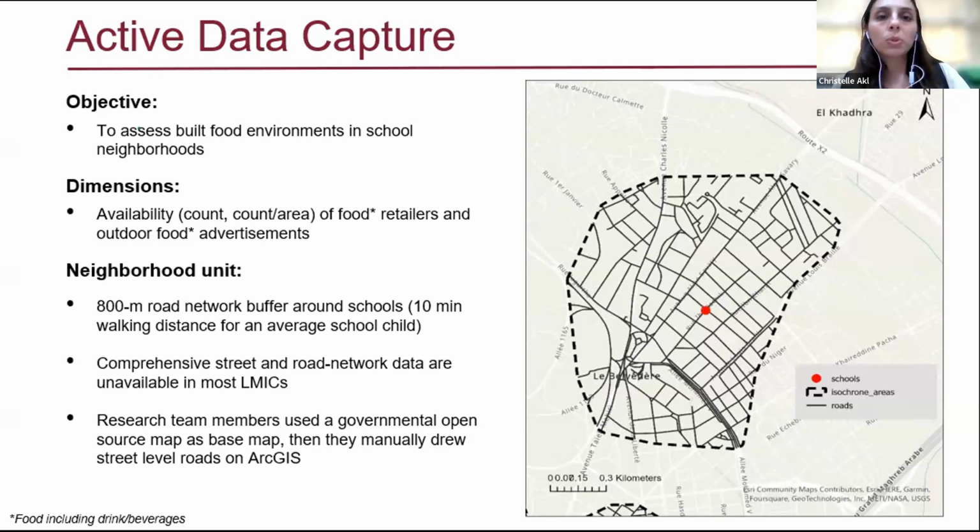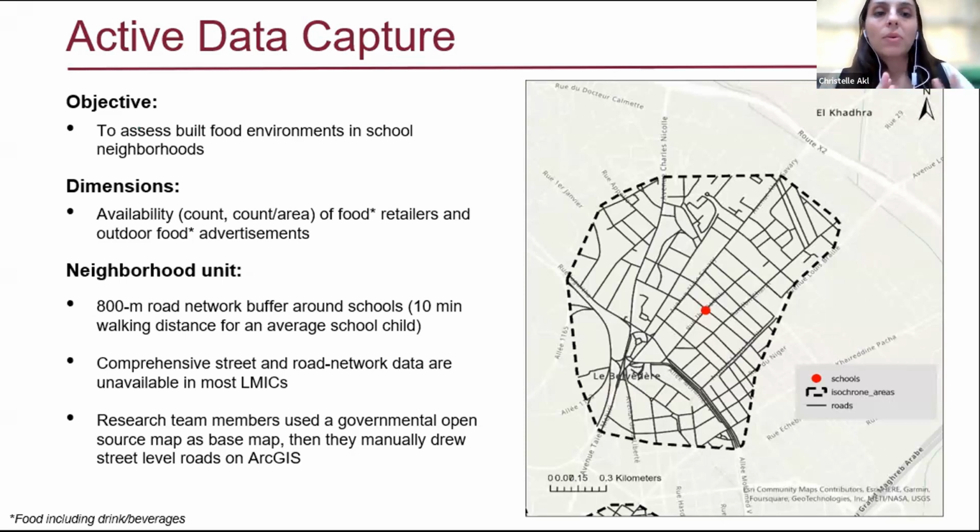Now, for the neighborhood unit or the buffer zone, we opted for an 800-meter road network buffer around school, because it corresponds to a 10-minute walking distance for an average school child, which is a reasonable walking duration. Now, it is important to mention that comprehensive street and road network data are mostly unavailable in most low and middle income countries, including Tunisia and Lebanon.